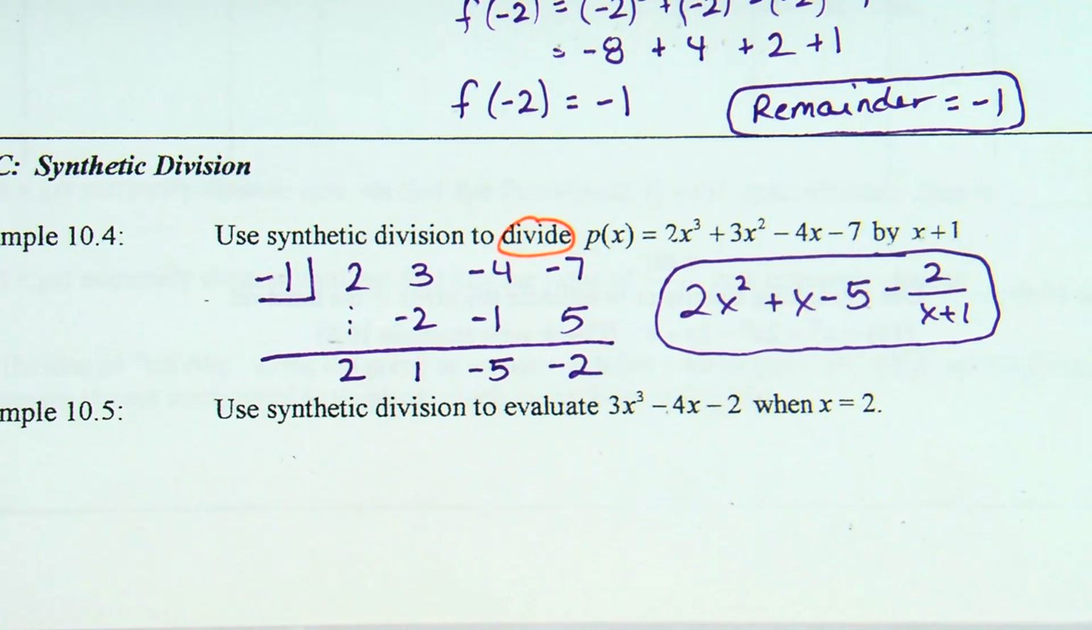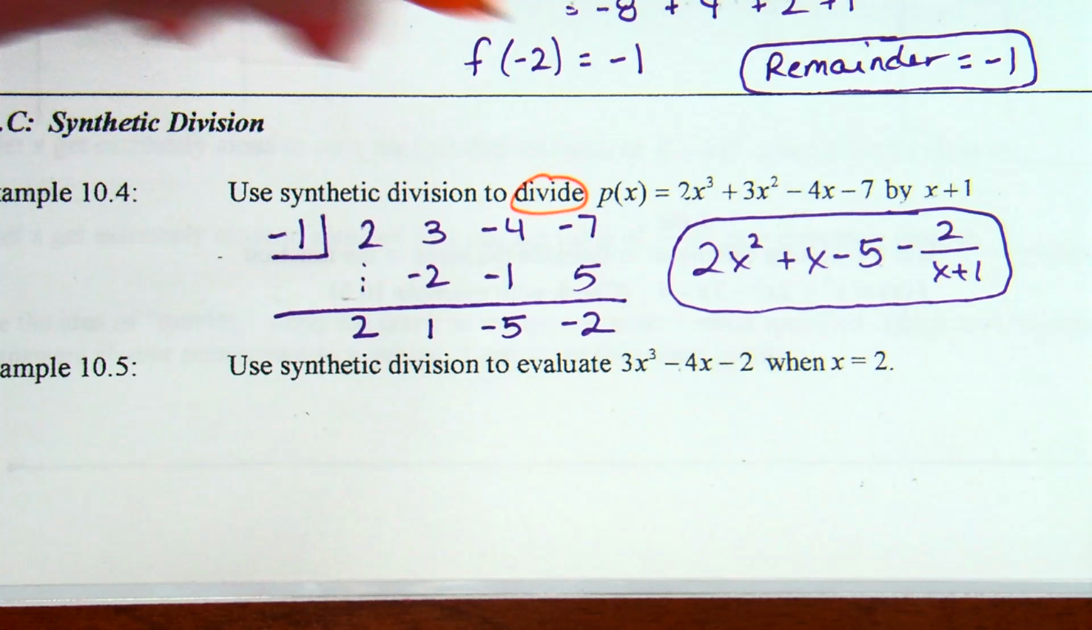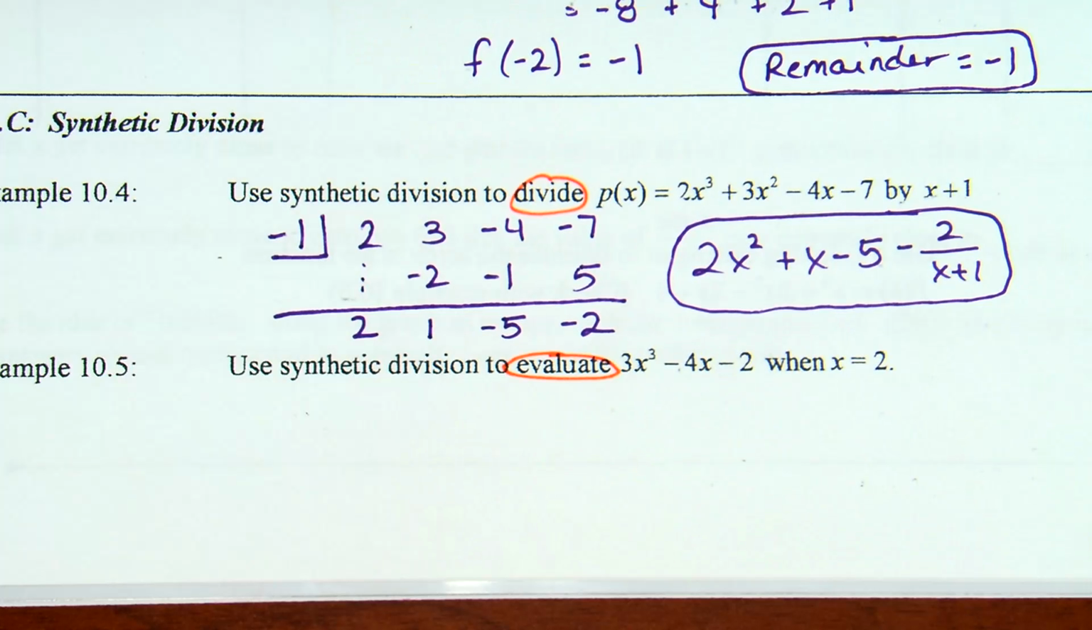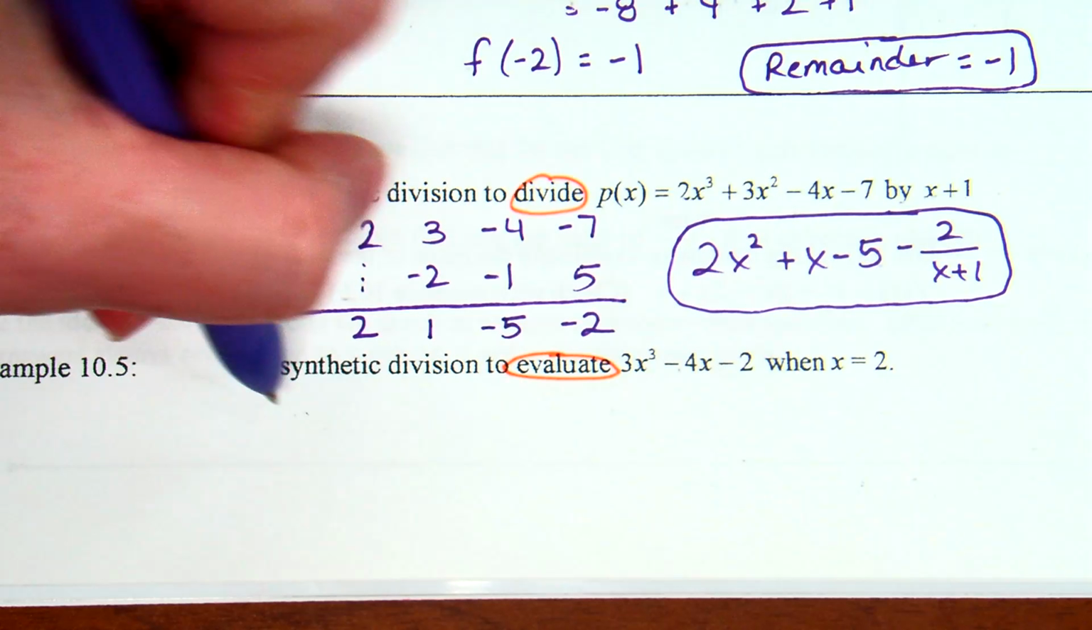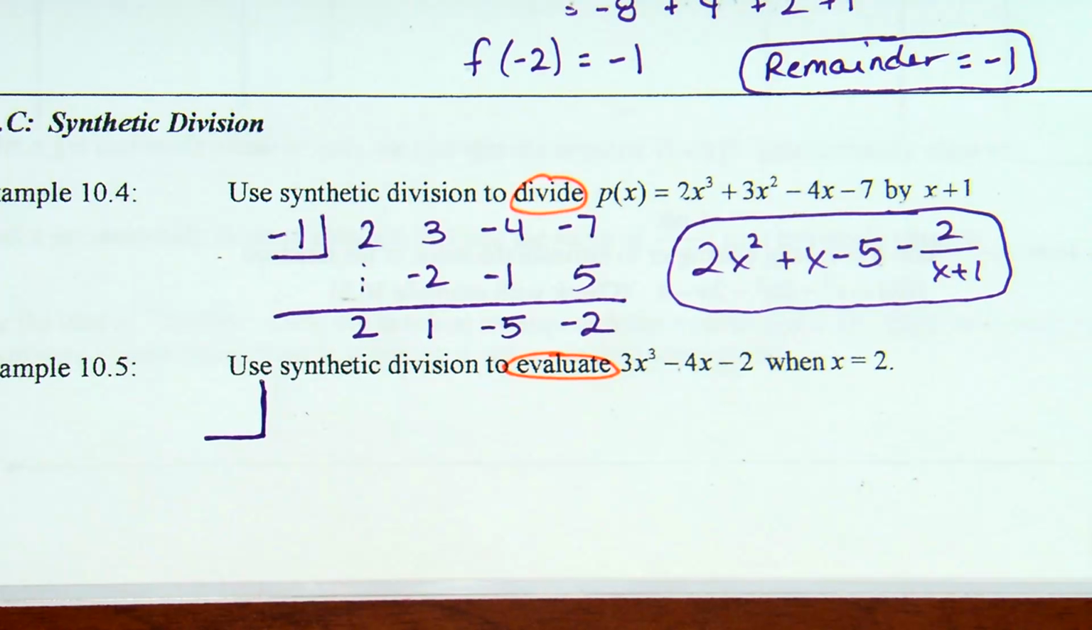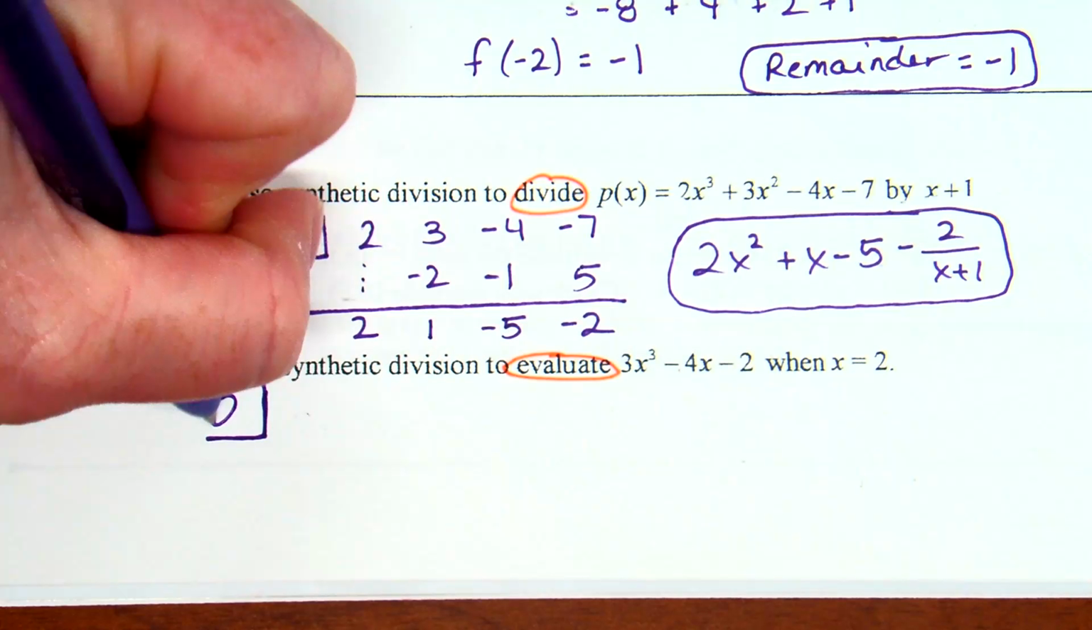Directions are slightly different on example 5. It says use synthetic division to evaluate 3x to the third minus 4x minus 2 when x equals 2. Evaluate is more just a different way of expressing this, kind of in a factored form, plus the remainder. We're going to start with synthetic division. It'll just be a difference of how we express our answer. What goes in the box this time? 2. Because it says x equals 2, we're using 2.